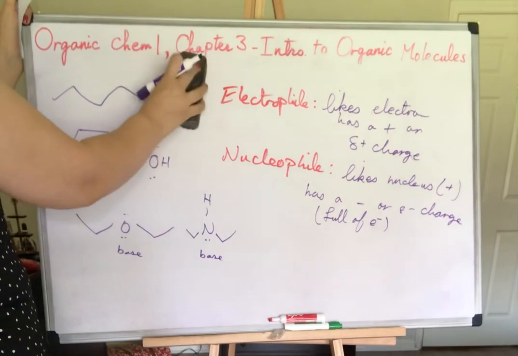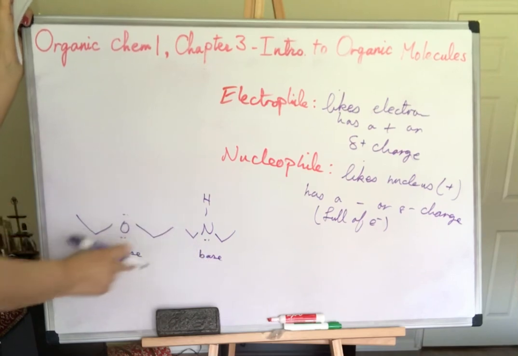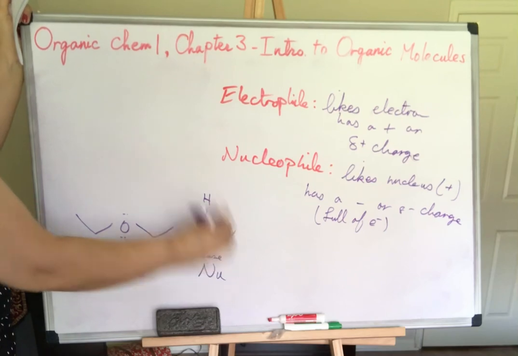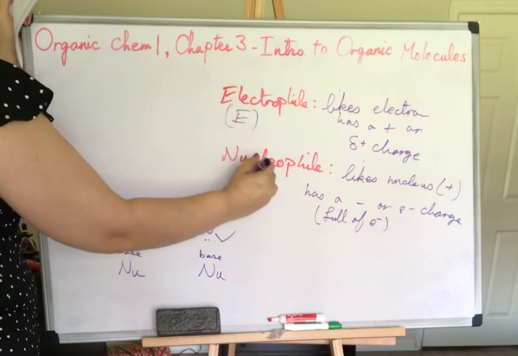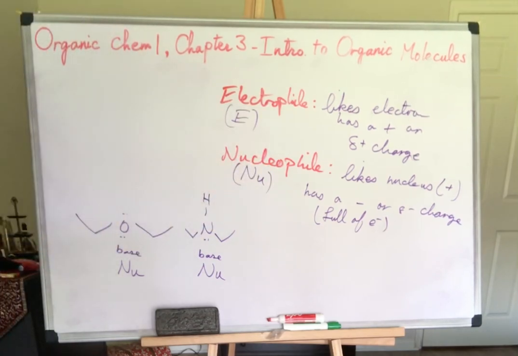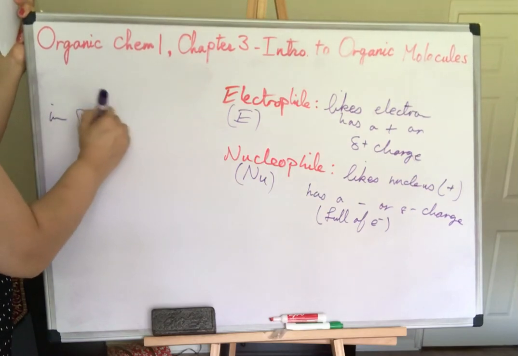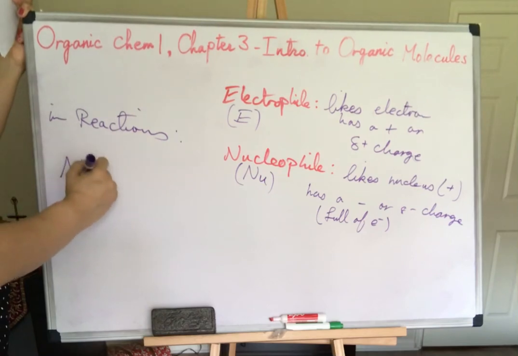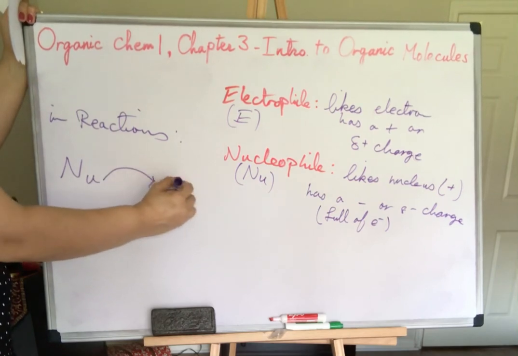So you see both of them are full of electrons. You see the non-bonding electron pairs. So we name both of them as nucleophiles. So the sign for electrophile is E, the sign for nucleophile is Nu. Now in the reactions, the attack or the flow of electrons is always from nucleophile towards electrophile.